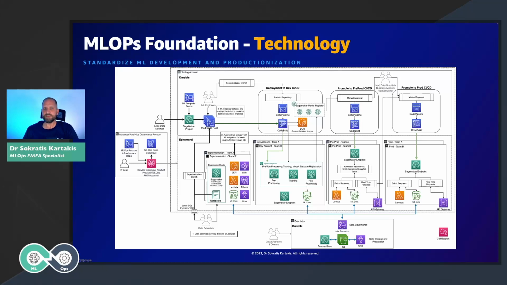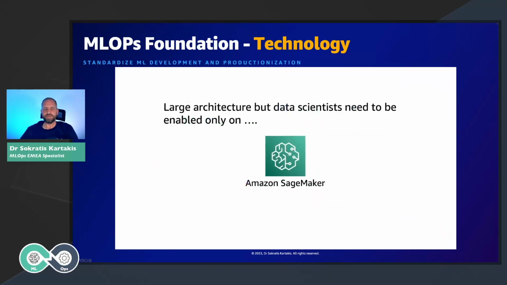It still works. What you need to have is a way to experiment, a way to productionize solutions, a way to store your artifacts, and to get your data securely. But for data scientists, life is much easier because they don't need to care about all this architecture. The only thing that they need to care about is SageMaker, because from SageMaker Studio, they are able to conduct all the different processes. And this is what we will see in the next video.